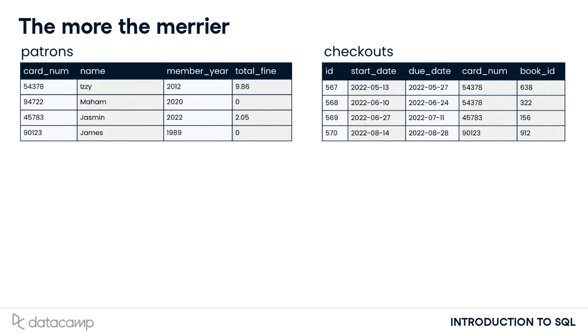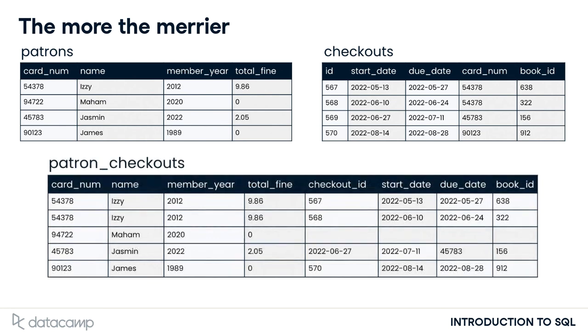Having more tables, each with a clearly marked subject, is generally better than having fewer tables where information about multiple subjects is combined. Take a look at the patrons and checkouts tables. Now, here's what our patrons and checkouts tables would look like if we tried to combine them. It's the same data, but much less clear because it now contains duplicate information. While we can see that Izzy has 2 checkouts and Maham has none, the card_num column is no longer unique because of Izzy's multiple checkouts.